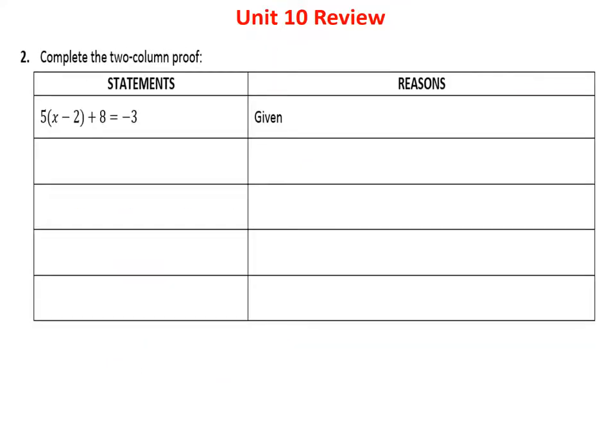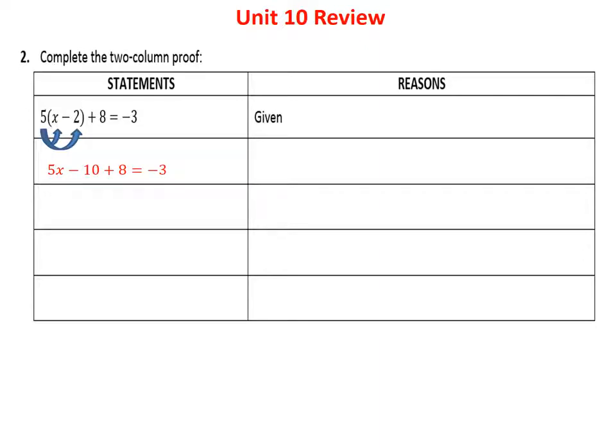In problem 2, we're asked to complete a two-column proof. Now in one sense, all we're doing is solving the problem like we have before, but we have to give our reason for each step. So let's see what we would do if we were solving this. When we're trying to solve for x, one of the things we typically try to do is distribute things to get the variables out of parentheses. So the first thing I might do is multiply the 5 times the x and the 5 times the minus 2 and get 5x minus 10, and then plus 8 equals minus 3.